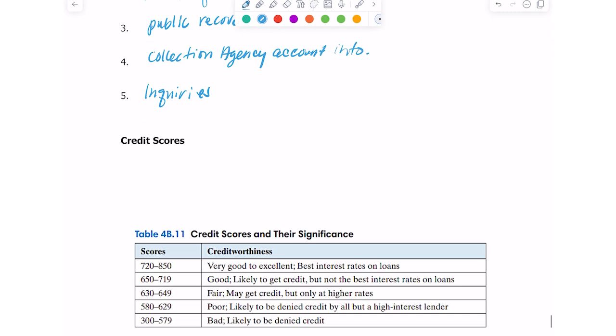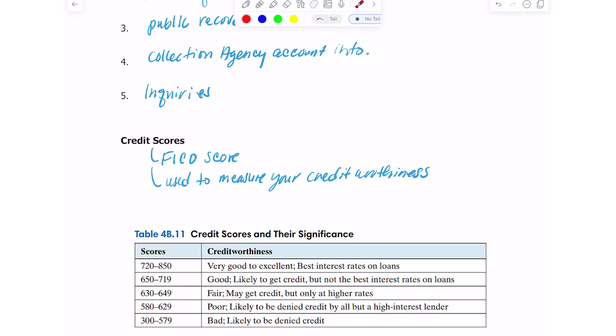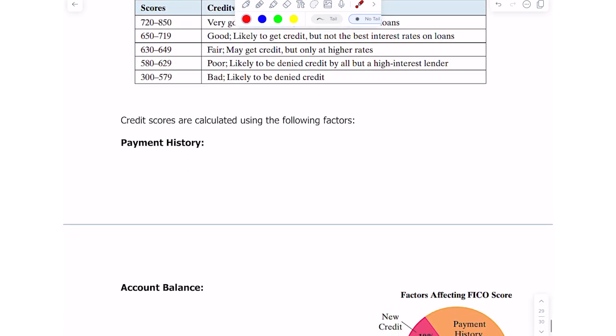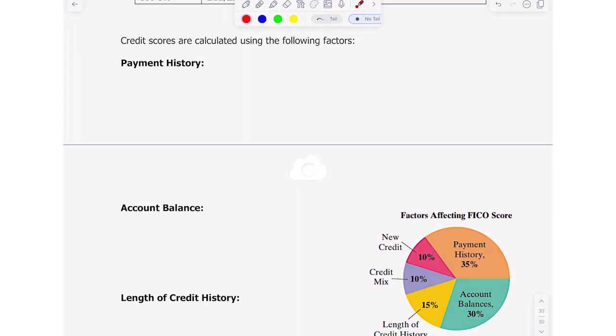You'll also see your credit score, also known as your FICO score. It's used to measure your credit worthiness. And as you can see here, it ranges from 300 to 850. And the higher the score, the better your credit is. Okay. Credit scores are calculated using the following factors. So they look at your payment history. As you can see, that makes up around, at this time, 35% approximately of your credit score.